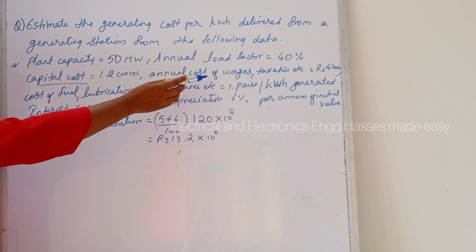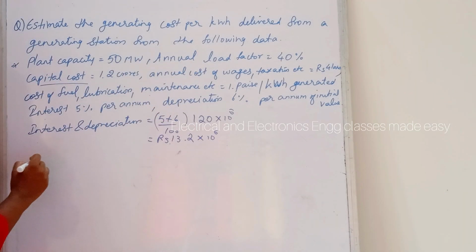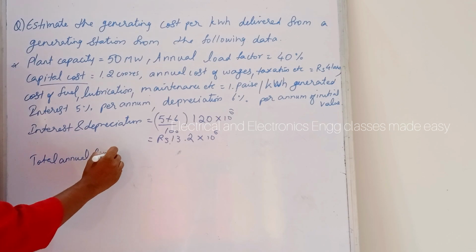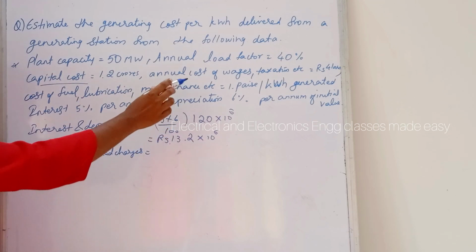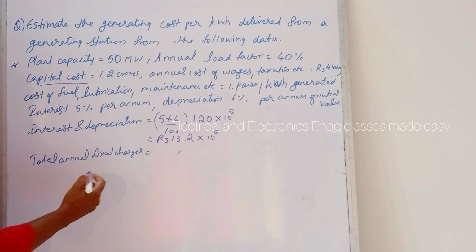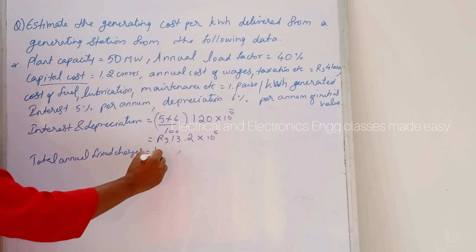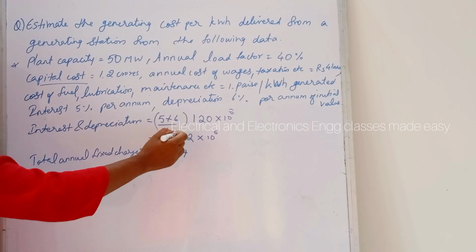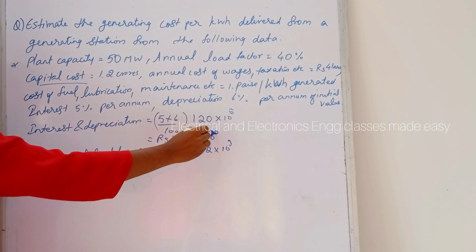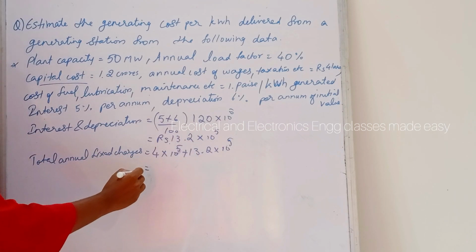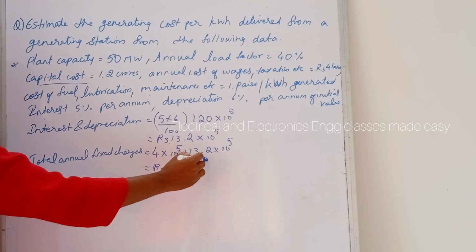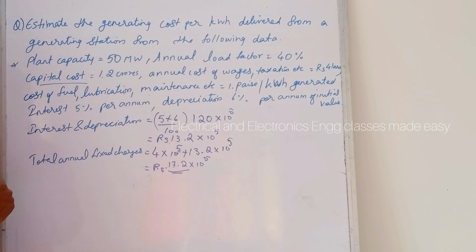Then it is given that wages and taxation is equal to 4 lakhs. So we can find the total annual fixed charges is equal to annual cost of wages plus interest and depreciation amount, that is 4 lakh, 4 into 10 raised to 5 plus 13.2 into 10 raised to 5, and we get rupees 17.2 into 10 raised to 5. So this is the annual fixed charges.